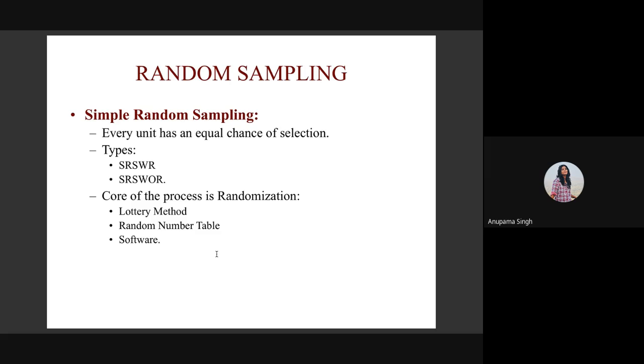There are different kinds of processes in which you can do the random sampling. One is the very famous lottery method. We make the list and we put it into some kind of bowl or something, and we take one ball out in which the number of that particular individual is, and then that particular individual will be giving you information.